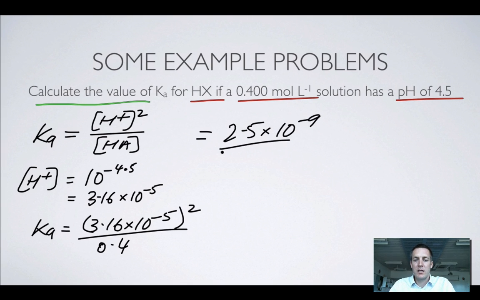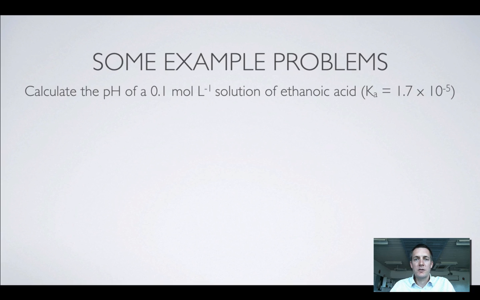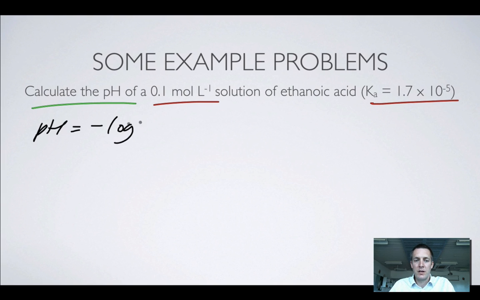So the value of Ka for this acid is 2.5 times 10 to the minus 9. Now we're going to have a look at, I suppose, the reverse of that problem. So we are told Ka and the concentration of the acid, but we're going to try and calculate the pH of that acid. Now let's just write an expression for pH first. pH equals the negative log of the H+ ion concentration.